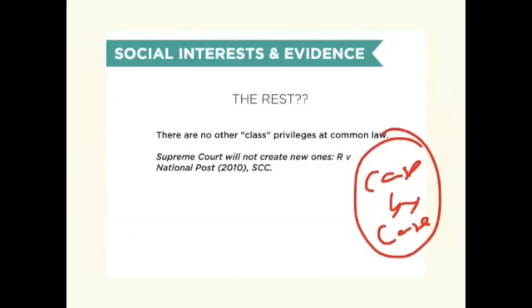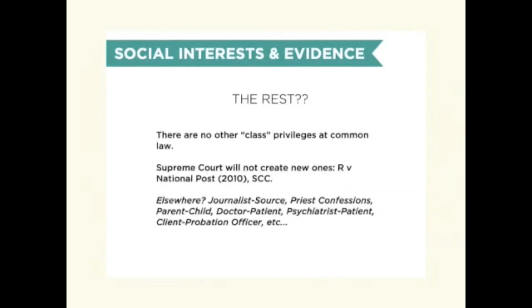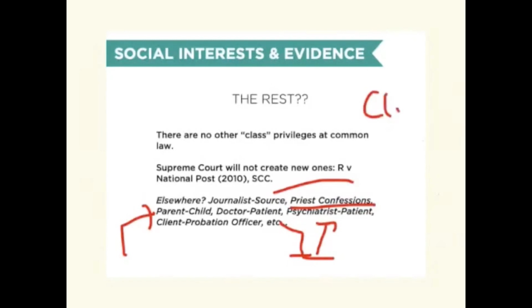And in case you're wondering what other types of privileges there are, in other jurisdictions there are all sorts of privileges that are respected. These are some of the most common: journalist source privilege, priest-penitent privilege, so someone speaking in the confessional. In Israel and other countries, they respect parent-child communications. Doctor-patient or psychiatrist-patient is protected in the U.S. There are lots of other privileges. We have decided we're not going to recognize any of these as what are called class privileges.